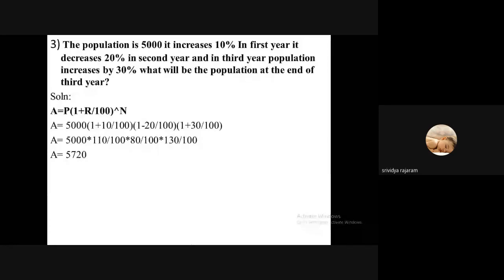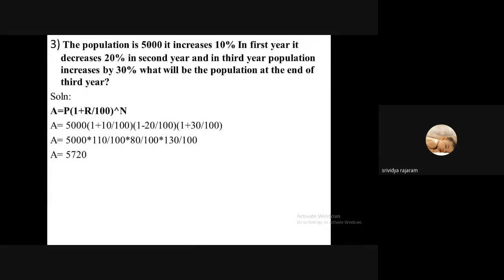So this question is quite different from the previous two questions which we have dealt with, but it is also easy to solve. So instead of mentioning it for a year, they are mentioning three different years' rates. So for the first year, they are saying population is increasing by 10 percent, and in the second year, they are saying it is decreasing by 20 percent, and for the third year, they are saying it is increasing by 30 percent. So at the end of third year, what will be the population is the question being asked.